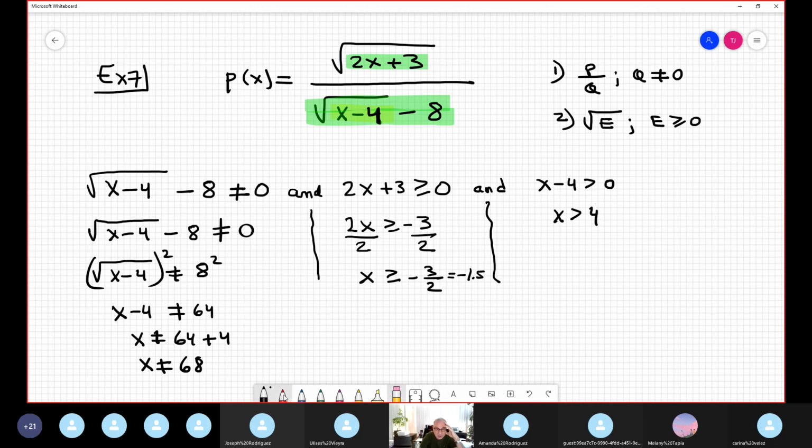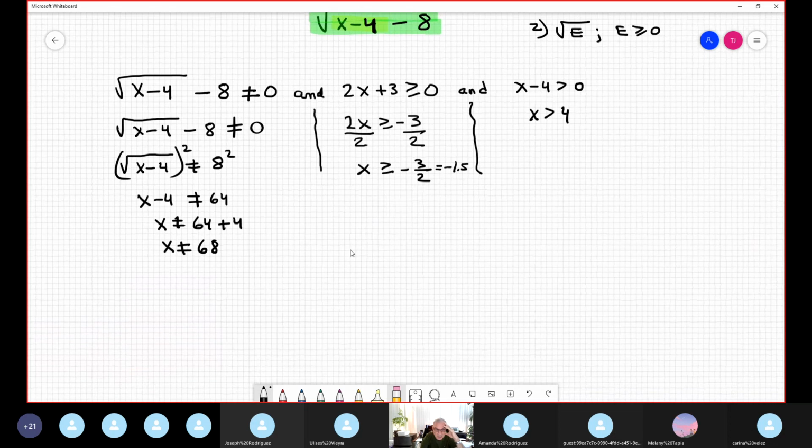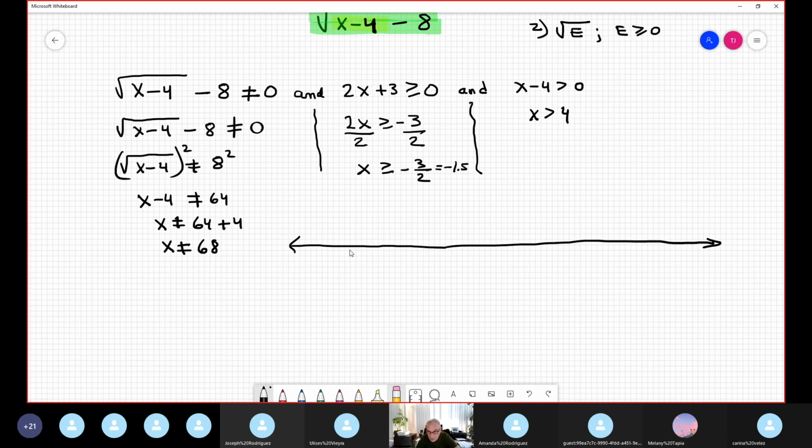Okay, ready to implement the graphic part. Visualize. They say, help me to visualize the domain. Okay, this is my famous number line. Infinity positive, infinity negative. Zero in the middle, I suppose, always. 68, I suppose here, too far. 68. But I know in 68 we have a hole, according to this idea.